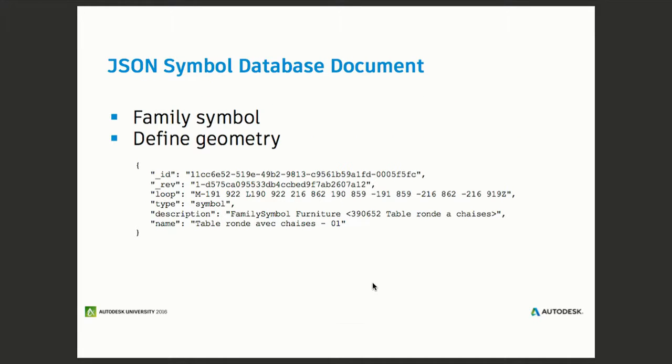So here's an example of such a data. This is a family symbol. So this includes some geometry. As said, it has the unique ID. This is exactly the same as the Revit unique ID. It has a revision. The database generates that by itself and updates that whenever I make a change to it, which I never will, because the only things that I change in my implementation are the positions of the family instances. And it has what I call a loop, and that's this SVG path definition.